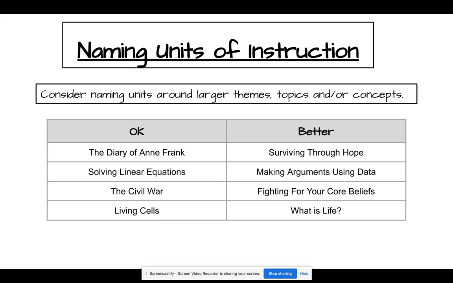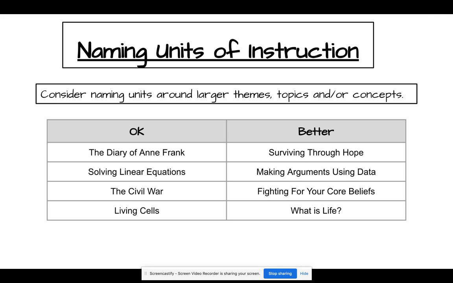Fine. What's better is to name these in broader concepts or broader themes so that I can pull in other things. So if I had a unit named Surviving Through Hope, sure, we can read the Diary of Anne Frank and use that as the anchor text, but we're also going to be able to pull in lots of other stories or articles or current things that are about surviving through hope, where we can compare characters and do lots more things than having it be just about Anne Frank.